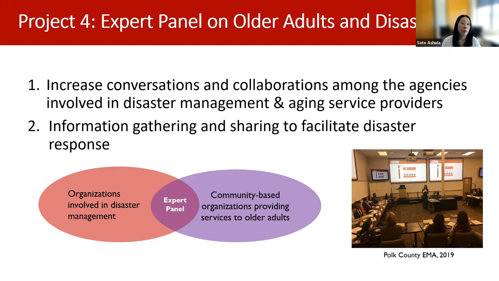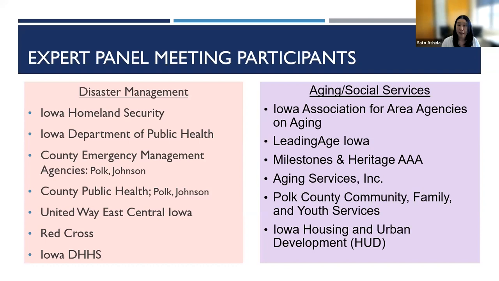So as you can see in the picture, we met at the Polk County Emergency Management Agency, which is in Des Moines. We had to travel a little bit to be near the center of our state in this case. And here's the list of the agencies that participated in that initial meeting. From disaster management, we had the support of Homeland Security, the state public health department, county emergency management, local public health departments, as well as nonprofits like United Way and Red Cross. From the aging social services sector, we had the Iowa Association of Area Agencies on Aging, as well as a couple of local area agencies on aging, LeadingAge, Aging Services, and also Iowa Housing and Urban Development.